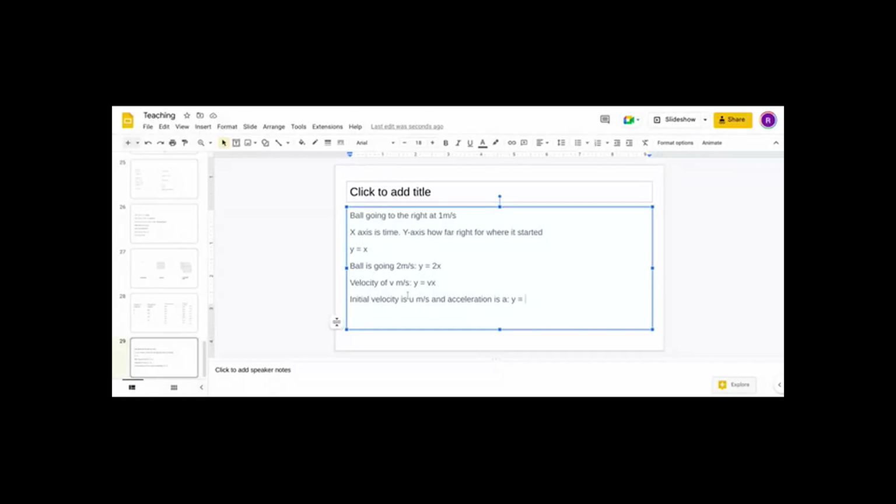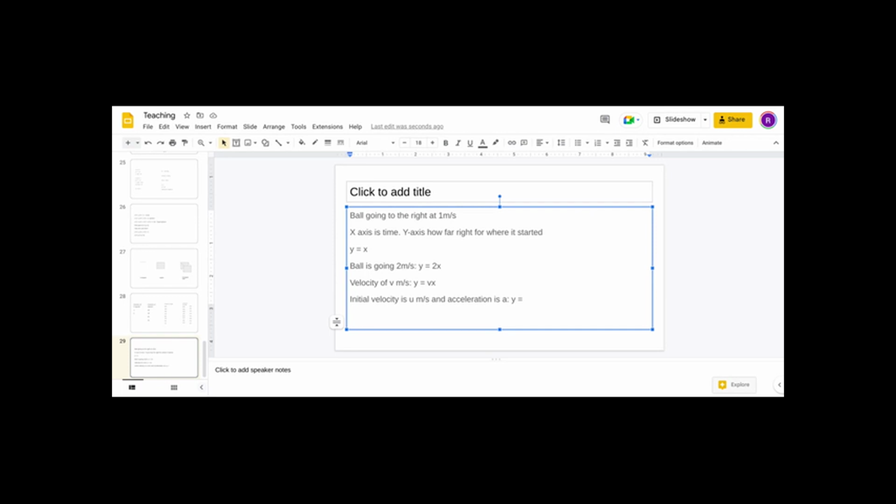Okay. Now instead, if I have an accelerating object, that means it's not going at a fixed speed. It's not going at a fixed velocity. So starting velocity is u meters per second, and acceleration is a. Then can you tell me what is the distance after time t or after time x? Have you studied this already? Uniform acceleration. Have you studied it? Yes, sir. Can you tell me the formula for distance traveled after time t?